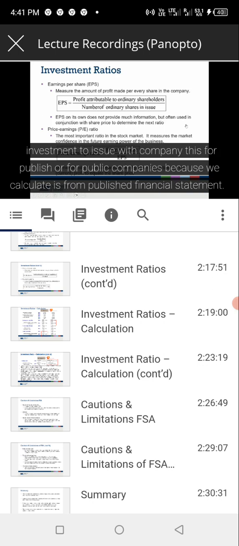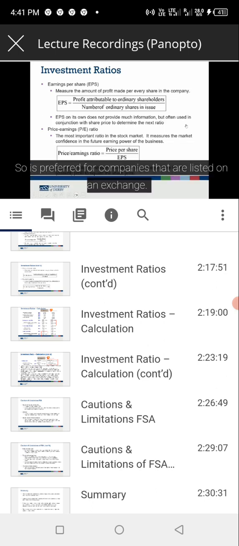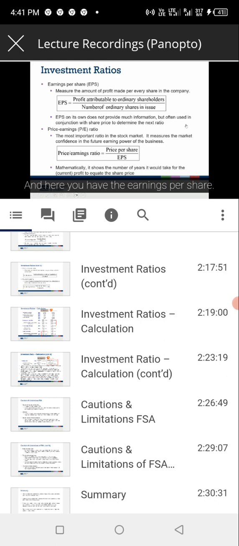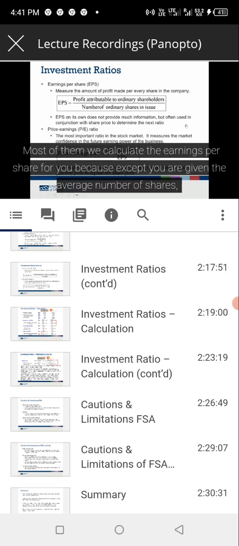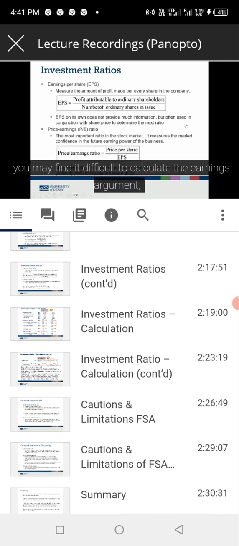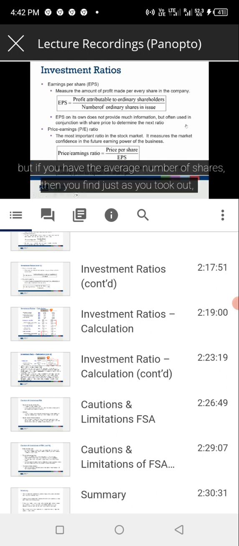For the investment ratio, we calculate this for public companies because we calculate this from published financial statements. So it's mainly calculated for companies that are listed on an exchange. Is that okay? We calculate investment ratio for listed companies. And here you have the earnings per share. Most of them will calculate the earnings per share for you. Because except you are given the average number of shares, you may find it difficult to calculate the earnings accurately. But if you have the average number of shares, then you are fine.